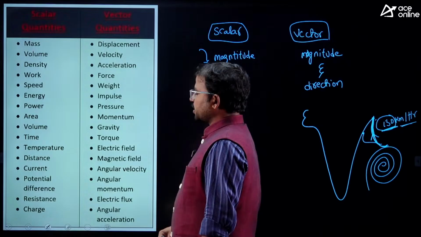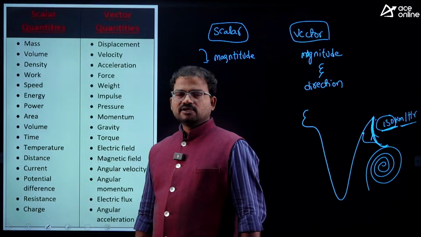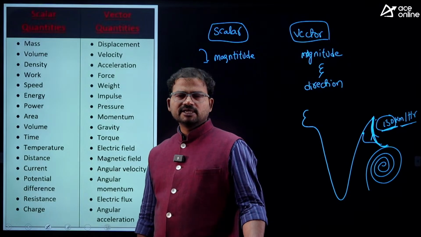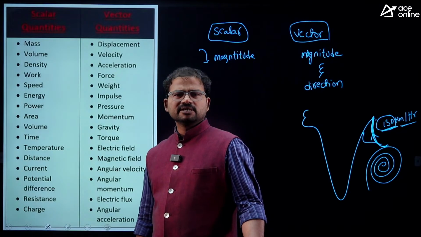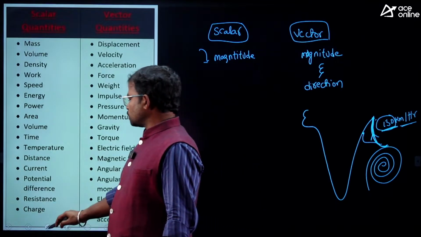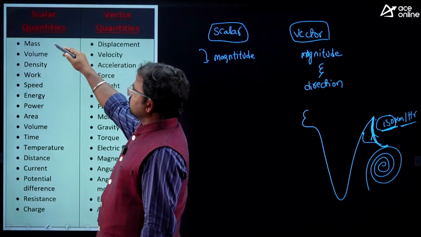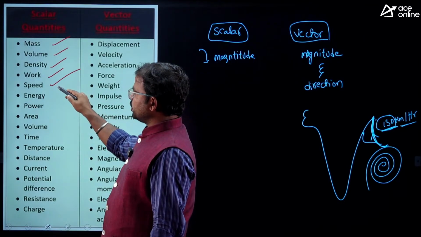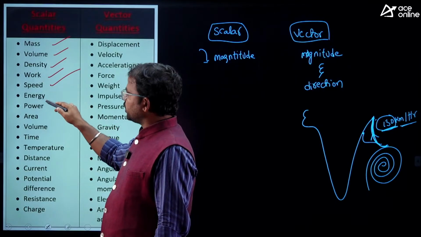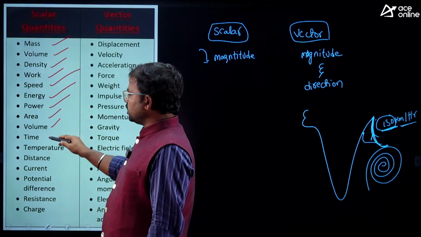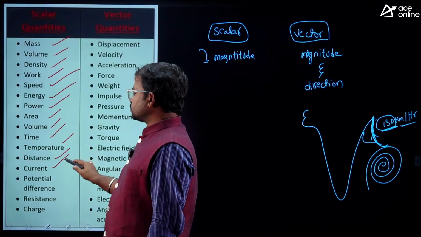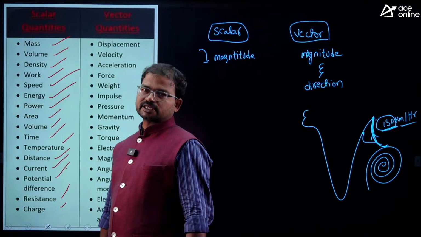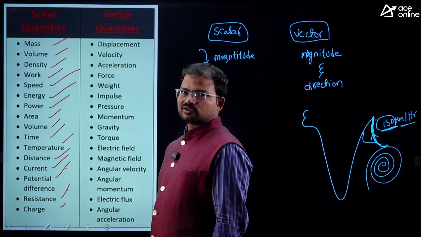If you are using only magnitude, like what is your age, just 20, or what is the length of this object, just 20 meters or 10 meters, there is no need to mention the direction. These types of quantities are treated as scalar quantities only. Mass, volume, density, work are all scalar quantities. Next, speed: speed is equal to distance by time, not displacement. Next, energy, power, area, volume, time, temperature, distance, current, potential difference, resistance, charge. These are all scalar quantities. You have to learn them by heart, guys.